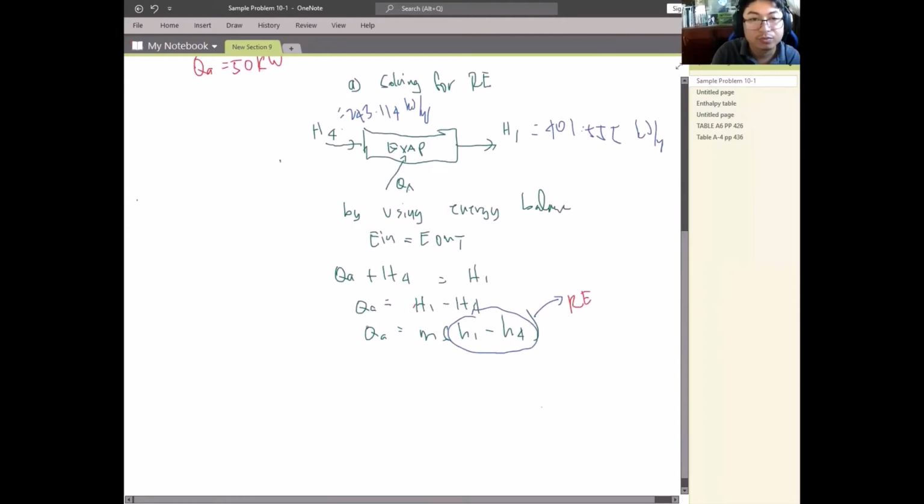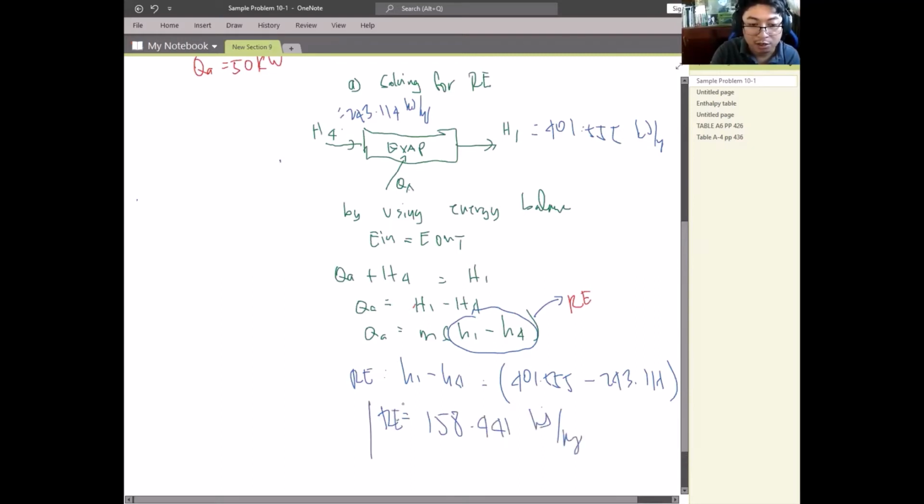So we all know that H1 minus H4 is our refrigerating effect. So H1 minus H4, substituting 401.555 minus 243.114. Same unit, so we can arrive at the same unit. So that is what? 158.441 kilojoules per kilogram. So that is our answer for the refrigerating effect for number 1.